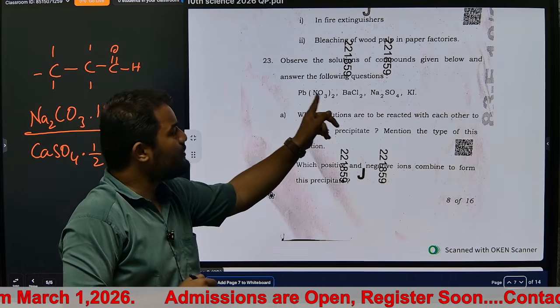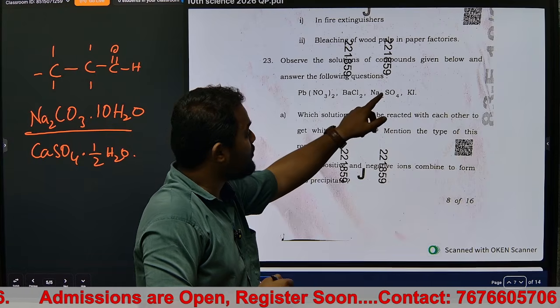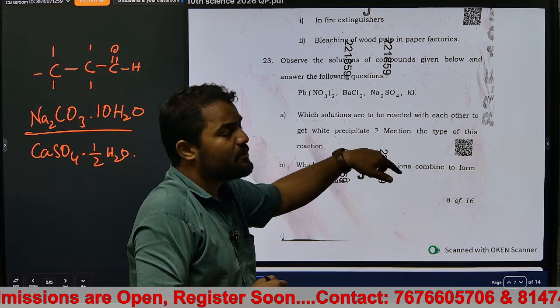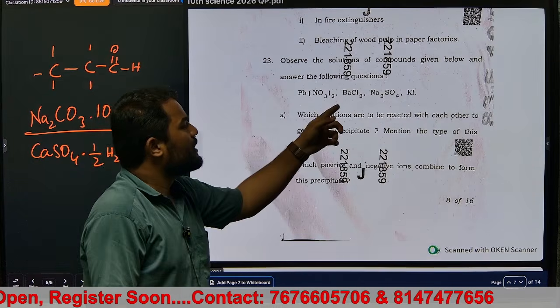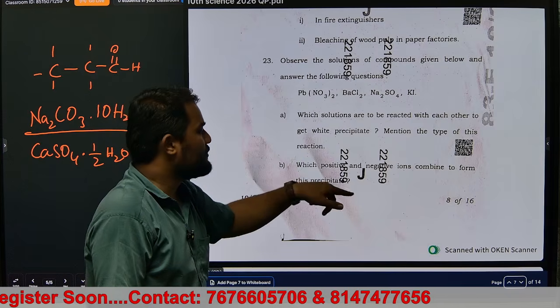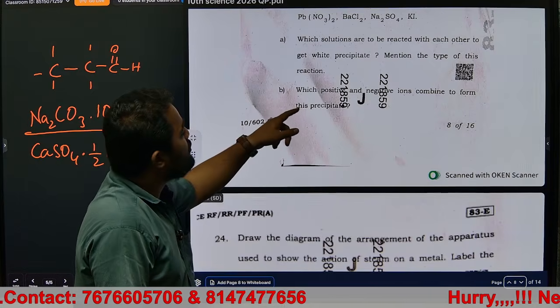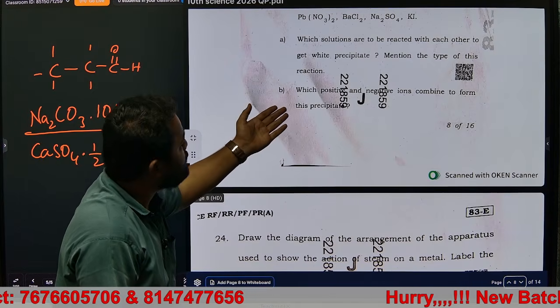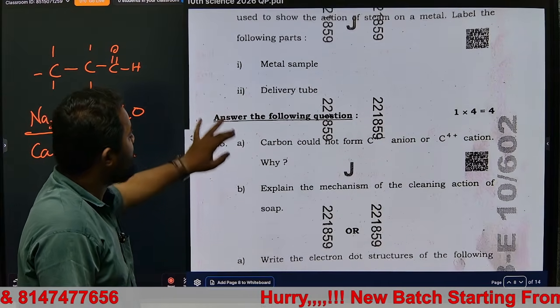See here, by using the lead nitrate and potassium iodide, here also we will get the precipitate. But what they are asking is white precipitate. White precipitate means the answer will be barium chloride and sodium sulfate. And what type of reaction it is means double displacement reaction. Which positive and negative ions, that is Ba2 plus and SO4 2 minus. Okay. Next diagram, I hope you written that.